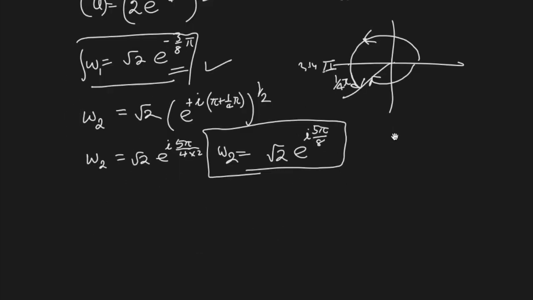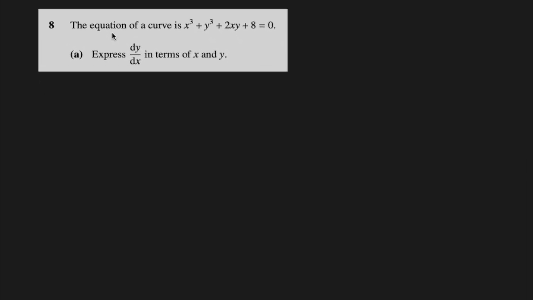Okay. Next question. Number 8. The equation of a curve is this. Express dy over dx in terms of x and y. So we can clearly see that there is a combination of x and y, so we have to use implicit differentiation in this.